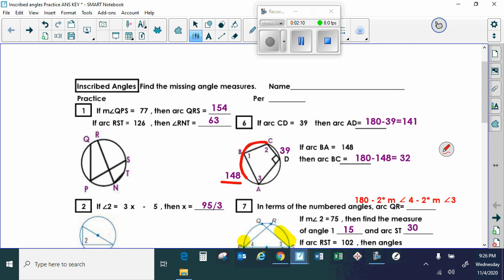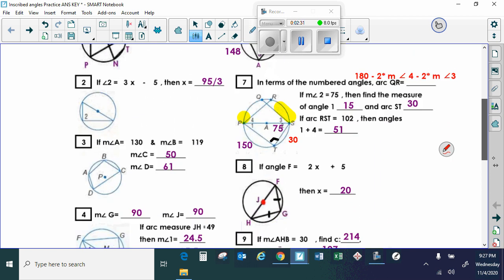Okay, if arc BA is 148, as you see here, then arc BC must be what? So we know what this is. Okay, well, notice what it's connected to, that inscribed angle, and that's 90 degrees. So this is 180. So 180 minus the 148 makes it 32 degrees for arc BC right there. Okay, very easy.